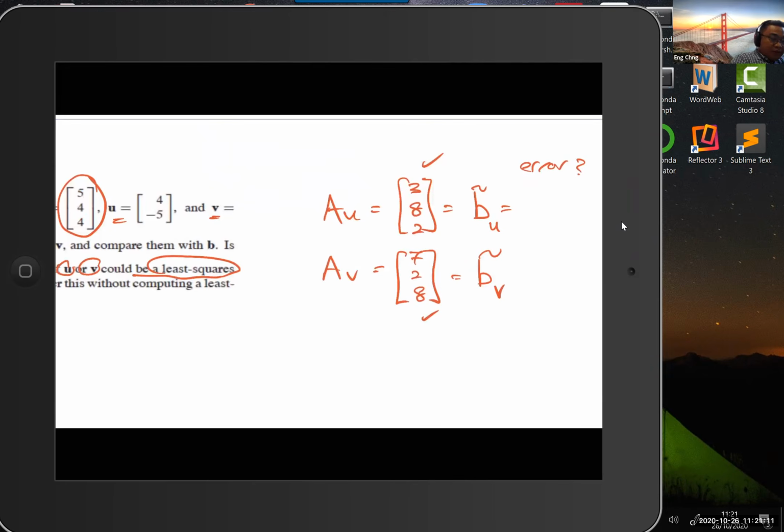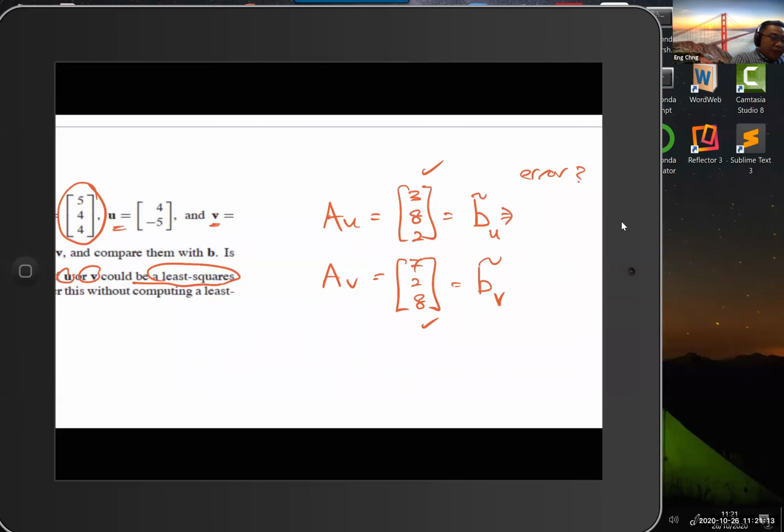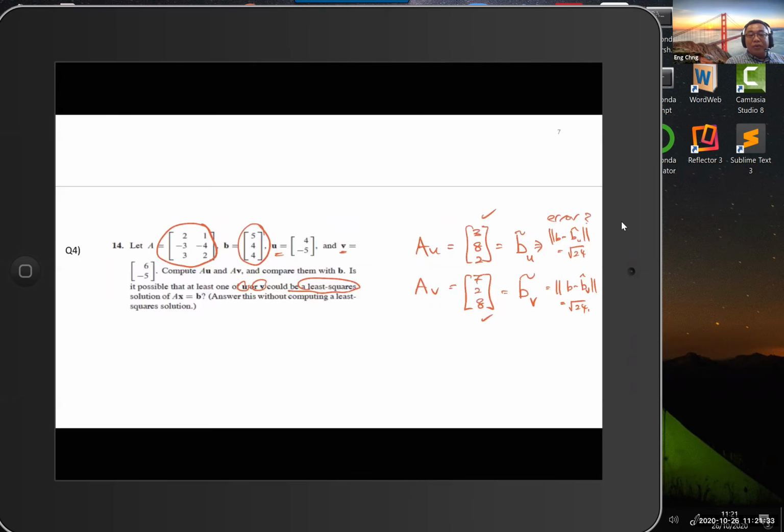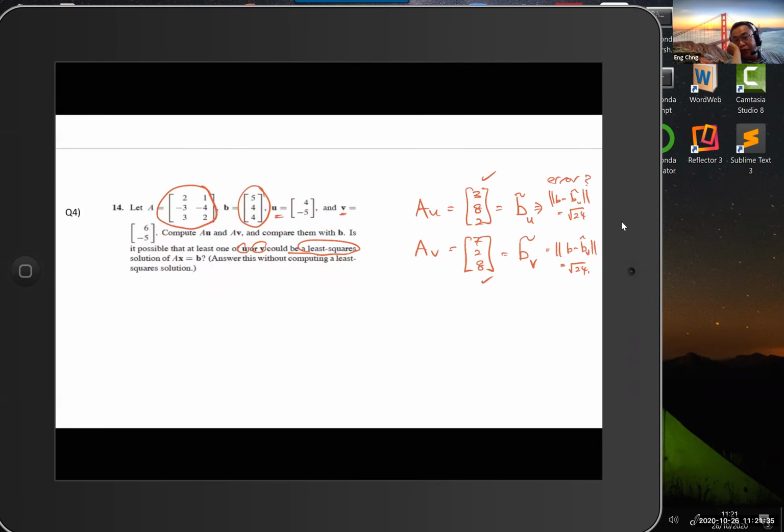The error is implying the norm of B minus BU tilde. This is calculated, and I found the answer is square root of 24. What about this guy, B minus BV tilde? The answer is also square root of 24. So in this question, both U and V achieve the same error.